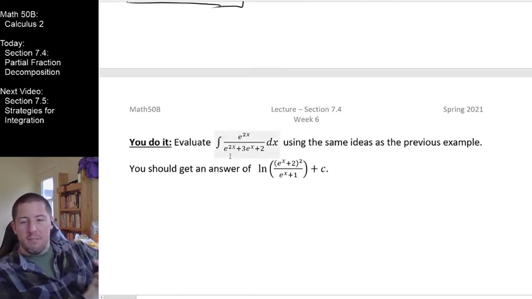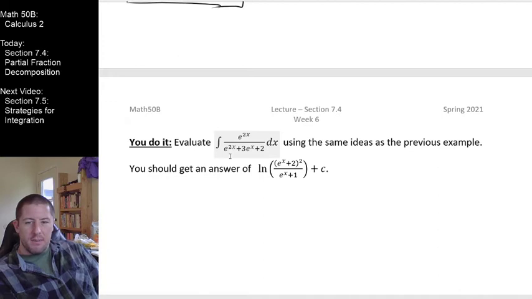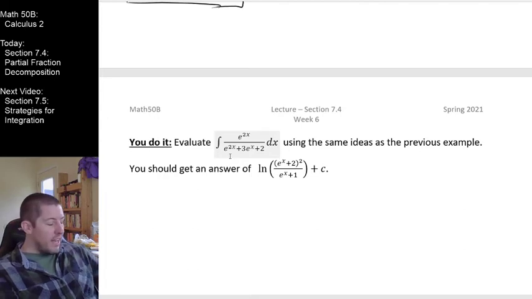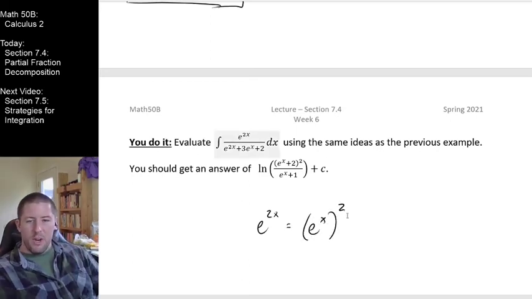The integral of e to the 2x divided by e to the 2x plus 3e to the x plus 2 dx. You should notice that that denominator should absolutely look like a quadratic to you. And don't forget that things like e to the 2x, that's the same thing as e to the x squared. That's kind of like your one guiding hint on this guy right here.